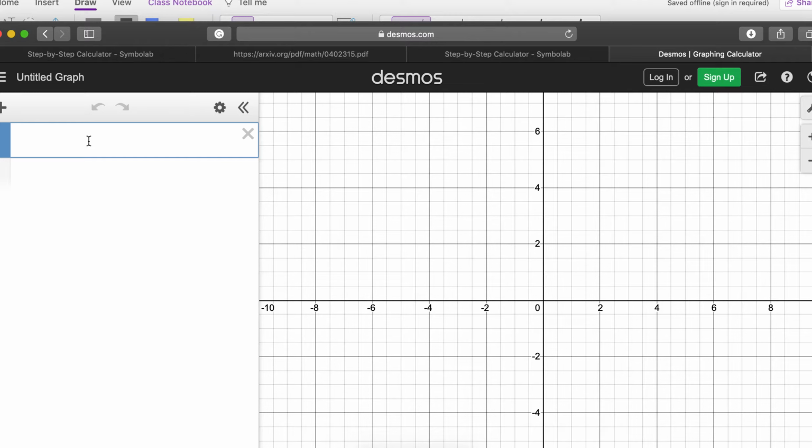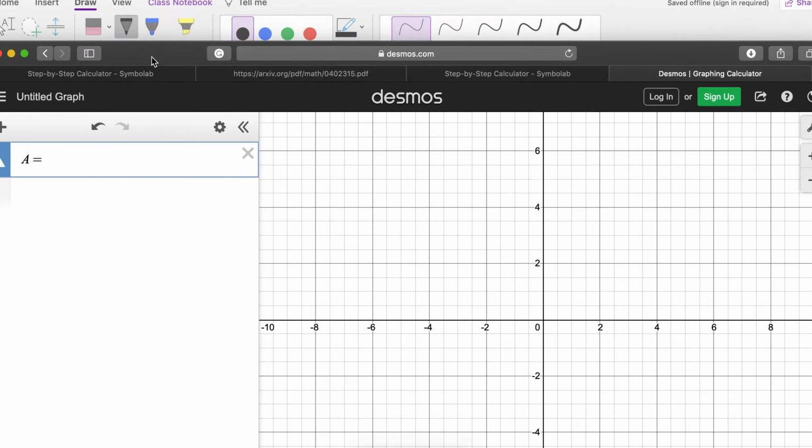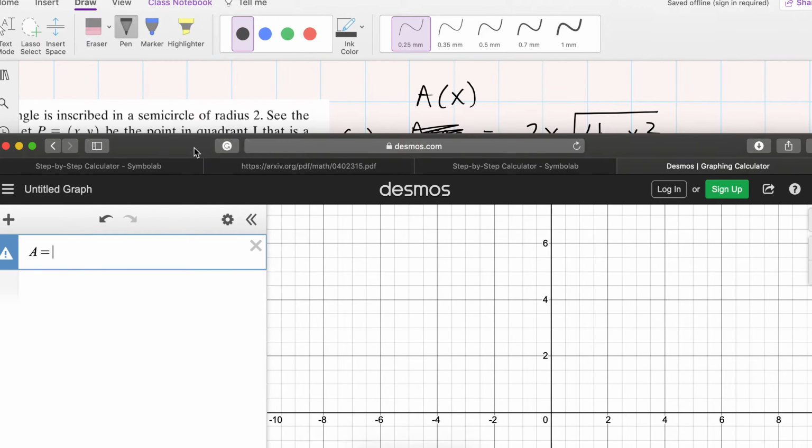You can call it A or Y, whatever letter. So let's say A for area. You can call it capital A if you want. Capital A is equal to 2x, then just put SQRT, you get the square root, and then 4 minus x up 2.